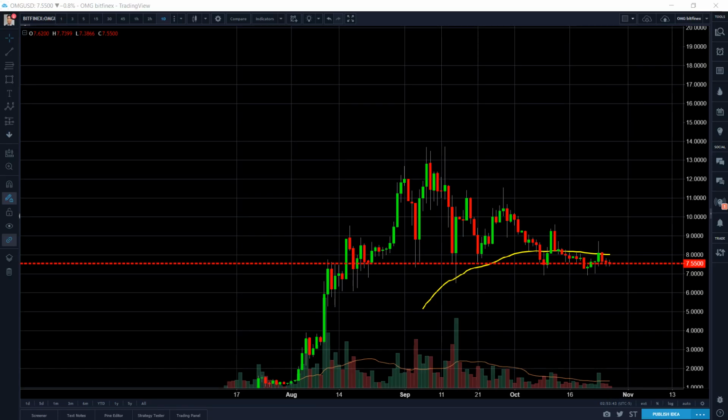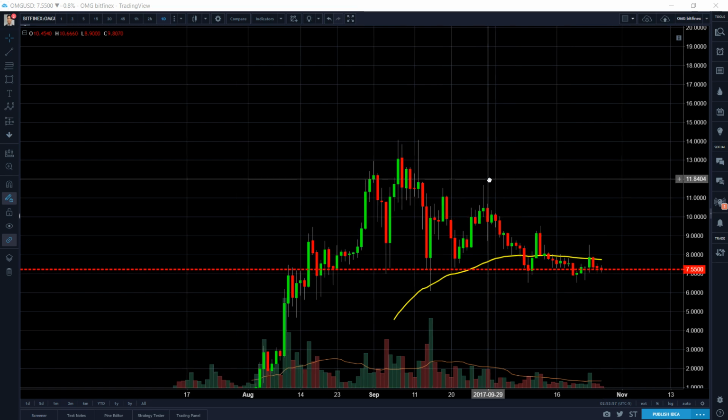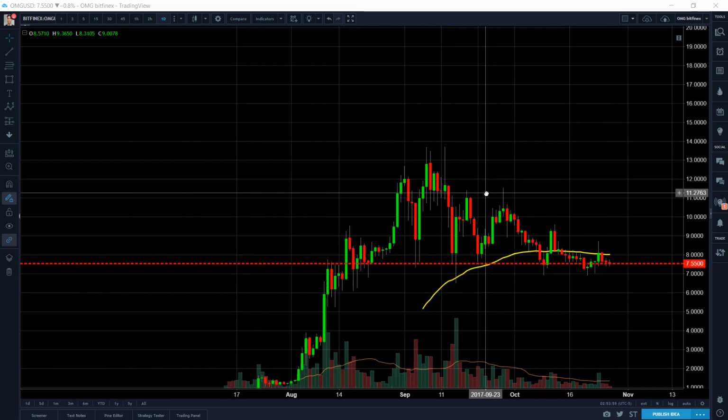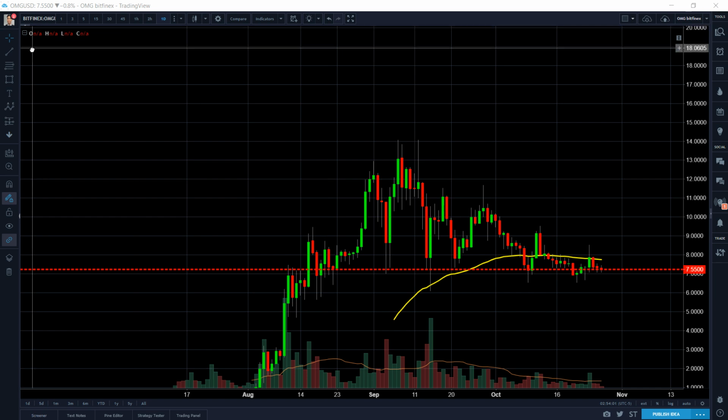So it is now Friday, October 27th, and with big anticipation for the Q4 news from OmiseGo, we are expecting some sort of roadmap that will detail the wallet SDK and their exchange information as well. So I'd like to do a quick overview on an OmiseGo analysis from an Elliott Wave theory perspective.